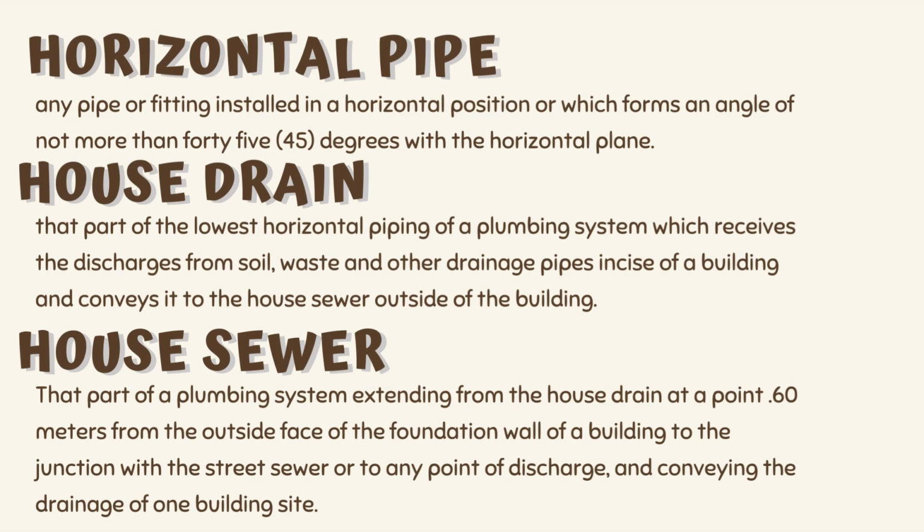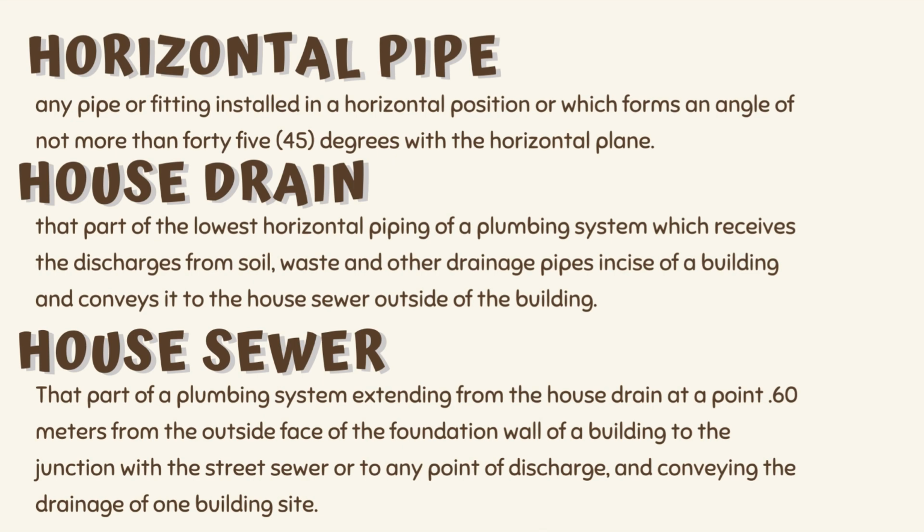House drain: that part of the lowest horizontal piping of a plumbing system which receives the discharges from soil, waste, and other drainage pipes inside of a building and conveys it to the house sewer outside of the building.